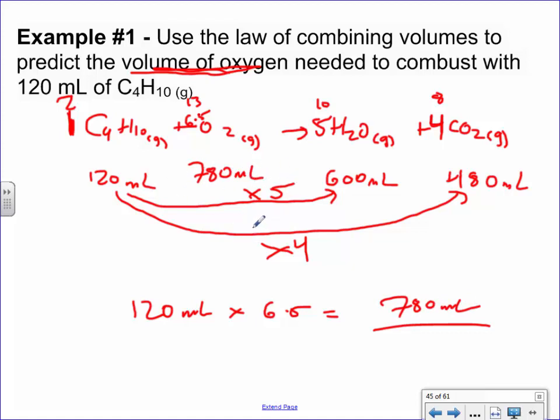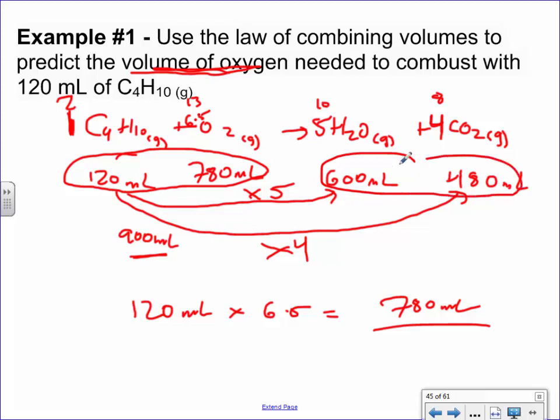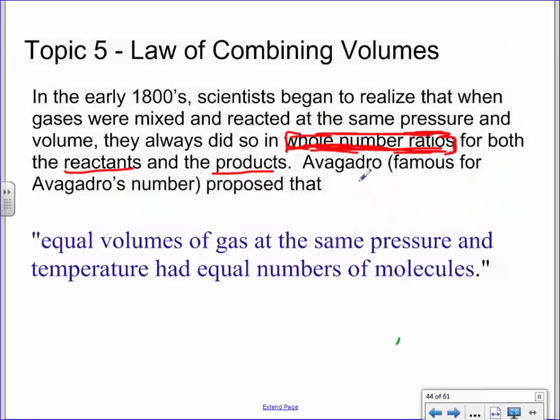There is no law of combining, there is no law of conservation of volume. When we started right here, you would have needed 900 milliliters of volume to begin. But because of the way the particles break up when you're finished, you'd end up with 1080 milliliters when you're done. Does that make sense? But they still reacted in whole number ratios, though.